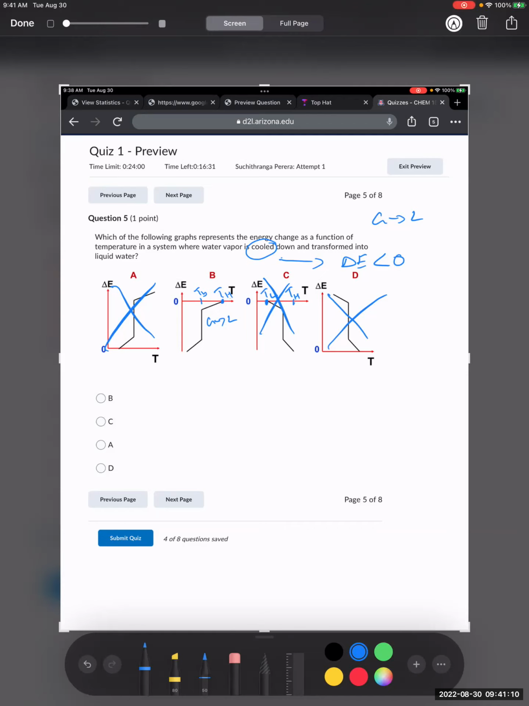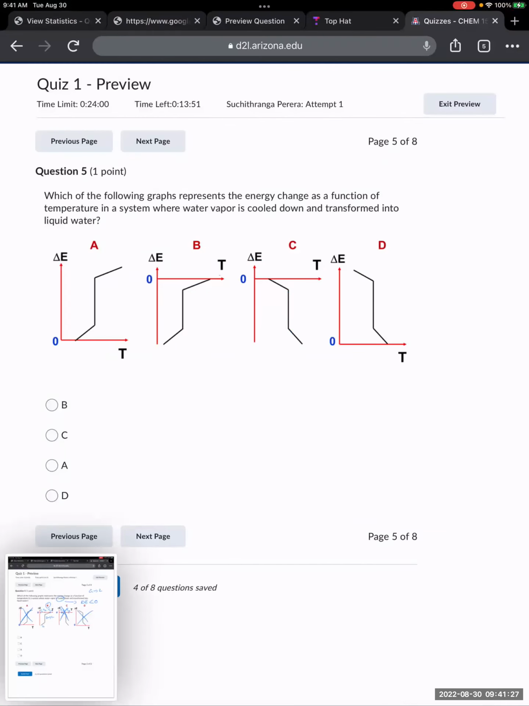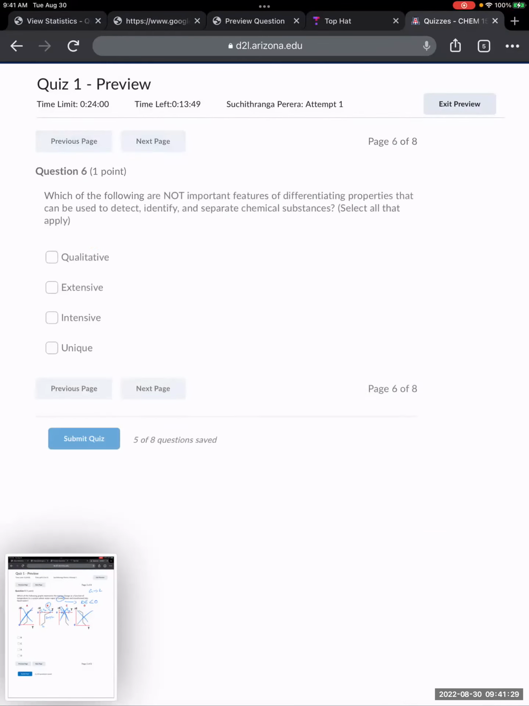And then again, once everything is converted to liquid, again with temperature, the energy decreases. Okay, so we are going from a higher temperature to a lower temperature during this process. Therefore, B sounds really good. So we can select that. Okay, so we'll select B and moving on.